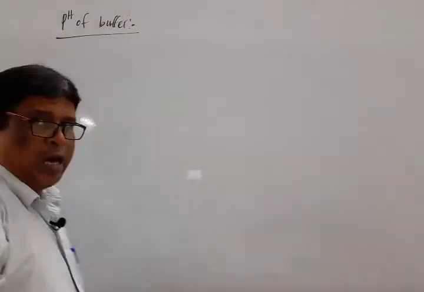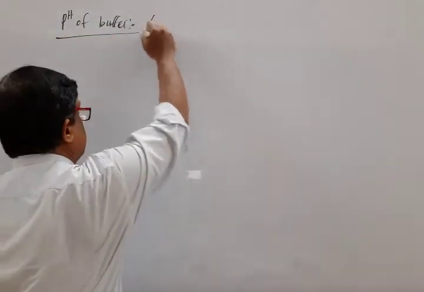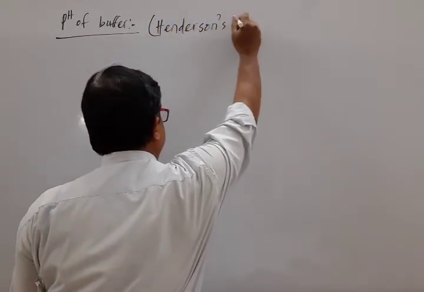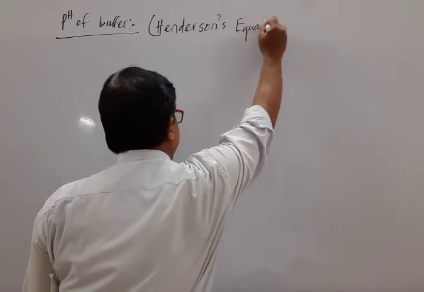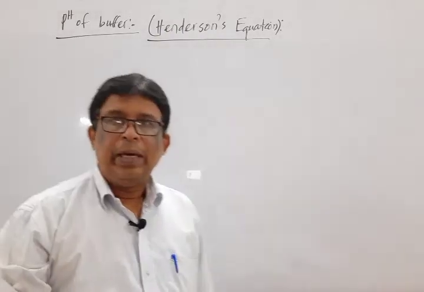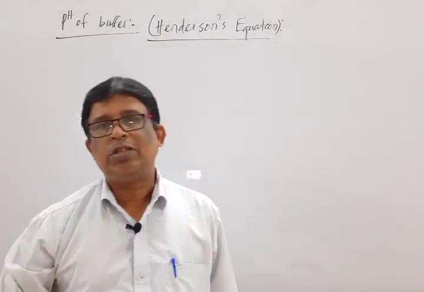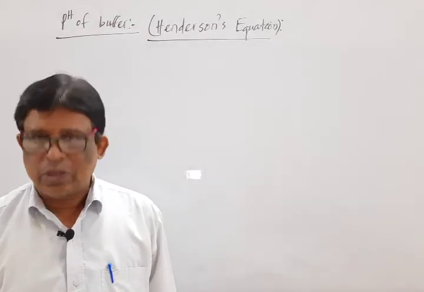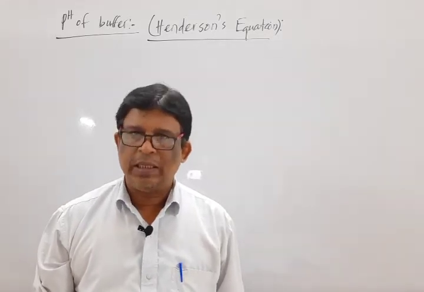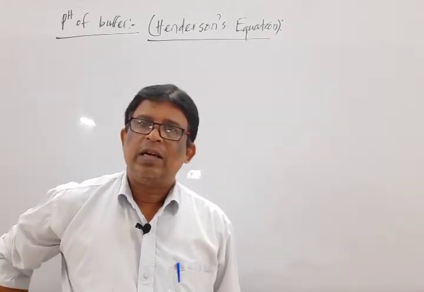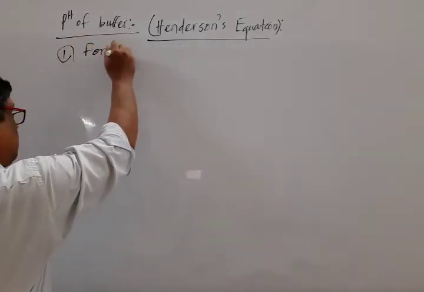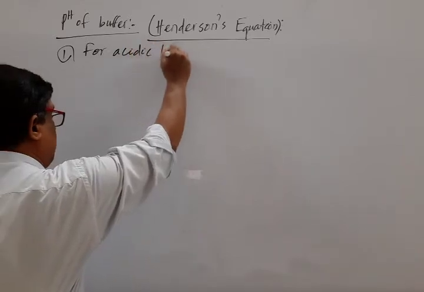Next we discuss the pH of a buffer, that is known as the Henderson equation. Very important one, the pH of a buffer. It is also based upon two sub-steps. One is for acidic buffer and one is for basic buffer. So let us solve one by one. That is bit 1, for acidic buffer.